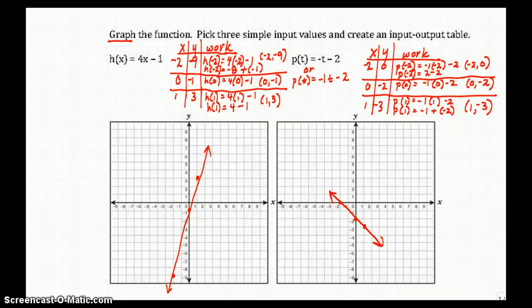Okay, for the second one, you have -2, 0, which is plotted on the x-axis. This is an x-intercept. You have 0, -2, which is plotted on the y-axis, because there's a y-coordinate, so that's a y-intercept. And 1, -3. And when you connect the points, you can see that they form a straight line.